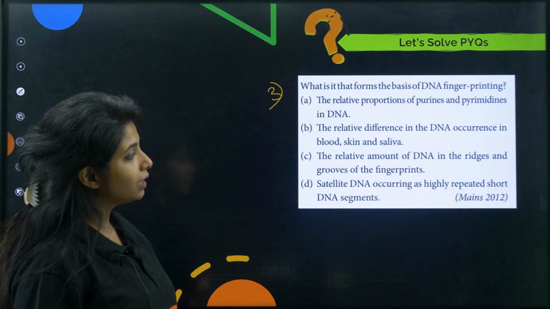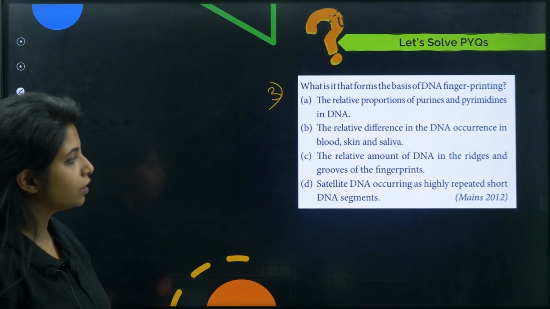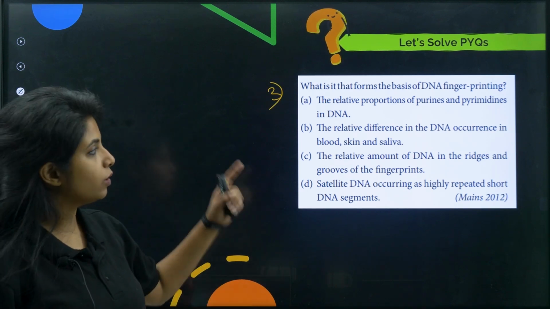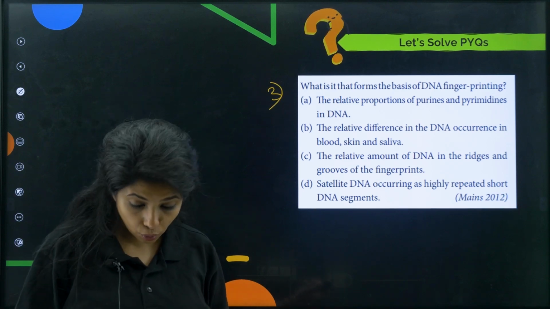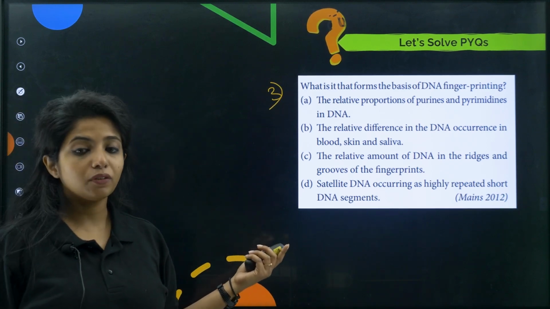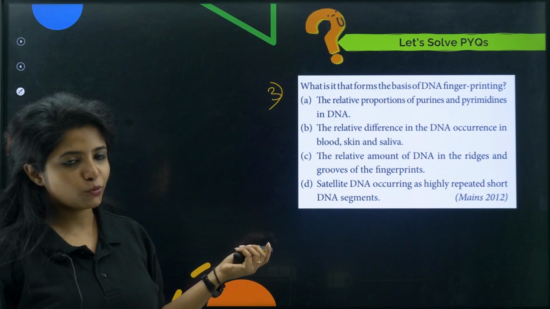Next thing, satellite DNA occurring as highly repeated short DNA segments. What is the correct answer for this? Again, a very direct and easy question, but people who do not know DNA fingerprinting at all might face difficulty in knowing the answer as well.